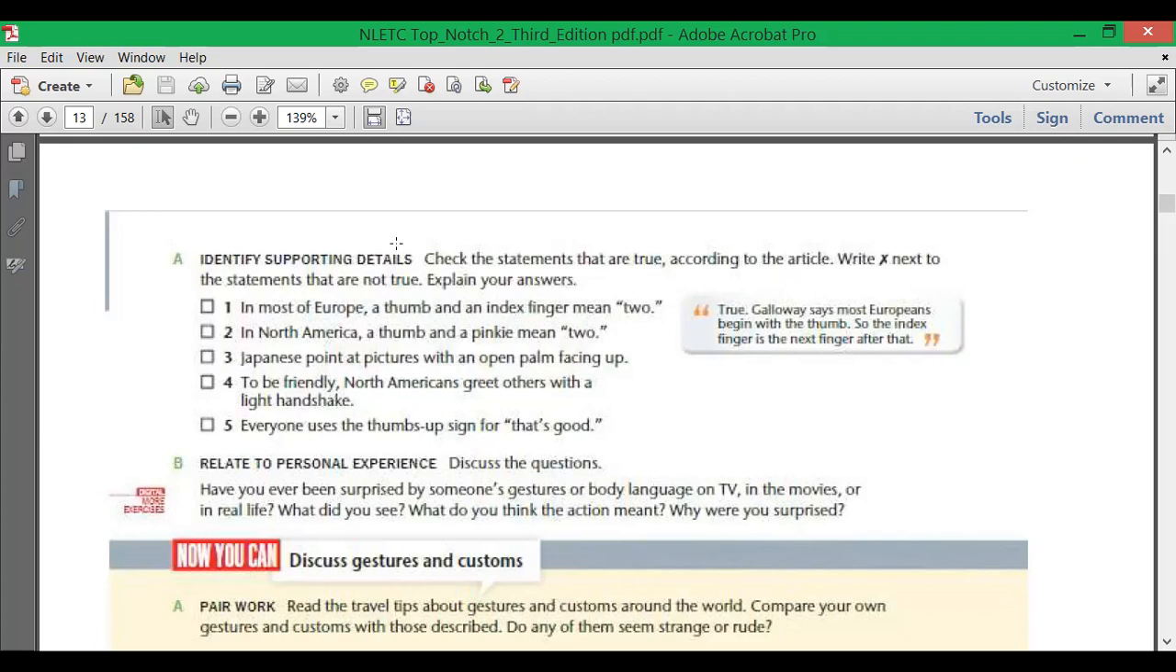Okay, check the statements that are true according to the reading, or according to the article. Which ones are true? We put a check mark and write an X next to the statements that are not true, and explain your statements or your answers.